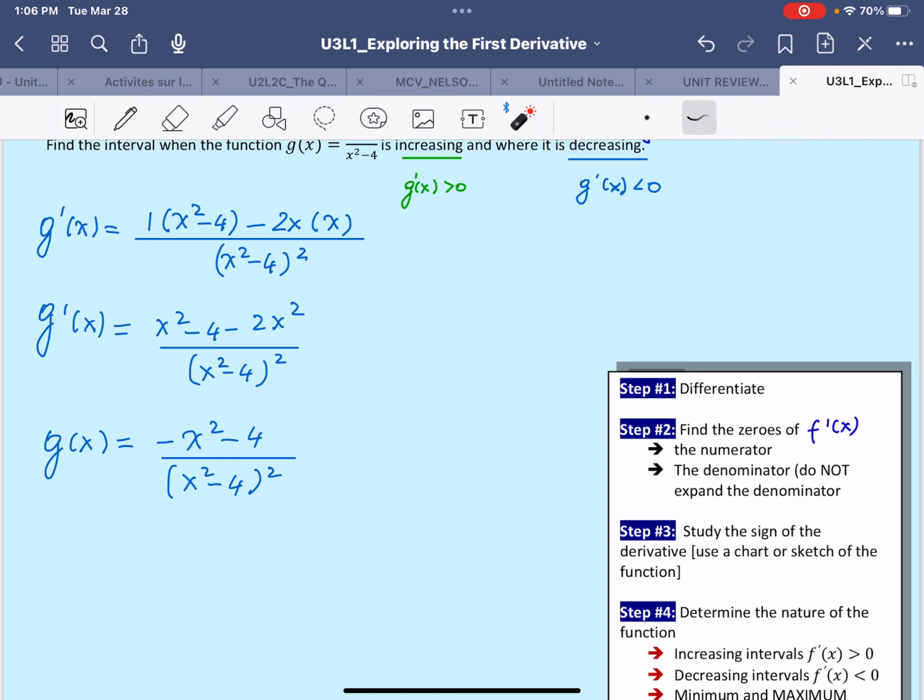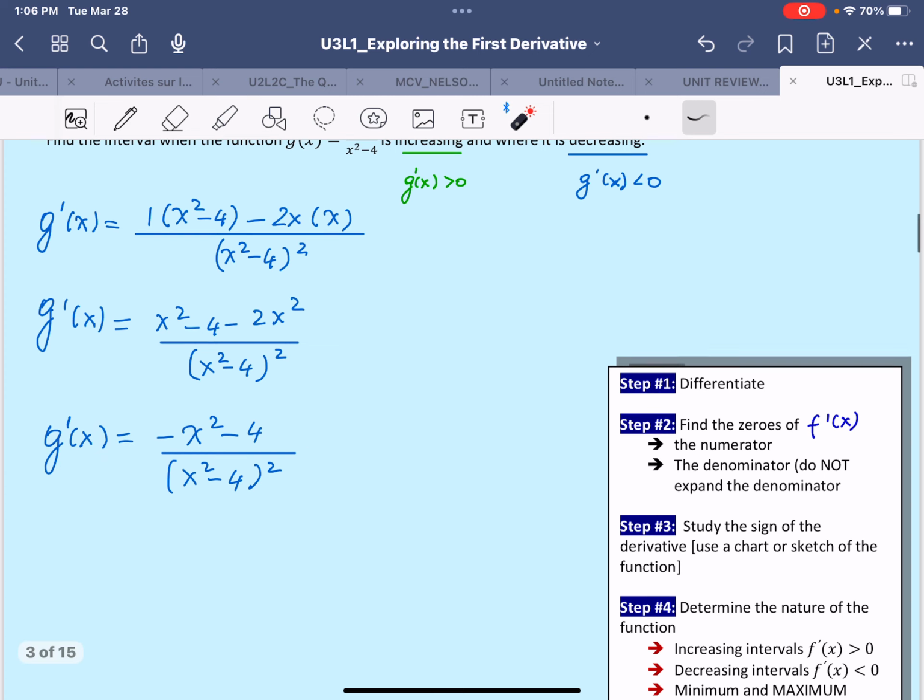Now, remember that we are trying to study the sign of the derivative, and when the derivative is in rational form, like ours, both numerator and denominator have the same influence, so they contribute to the sign of the derivative equally. So what that means again is that we need to study the signs of both numerator and denominator and then combine them together to get the sign of the derivative.